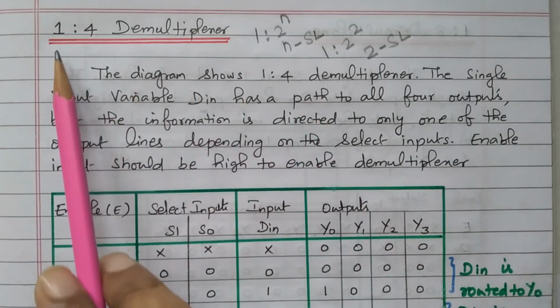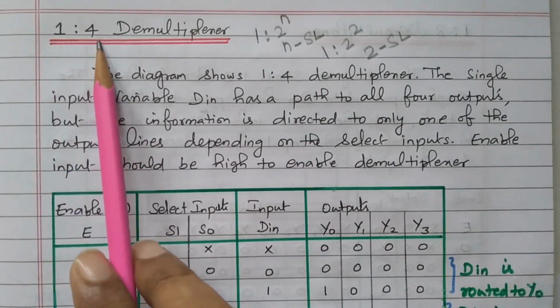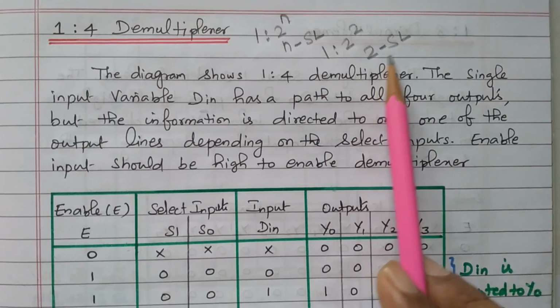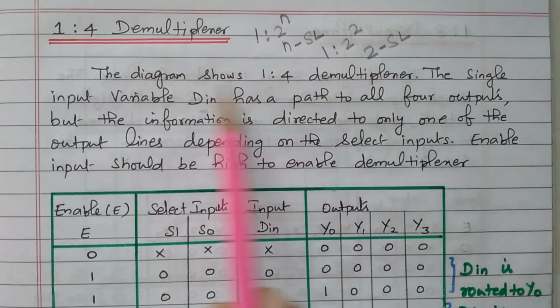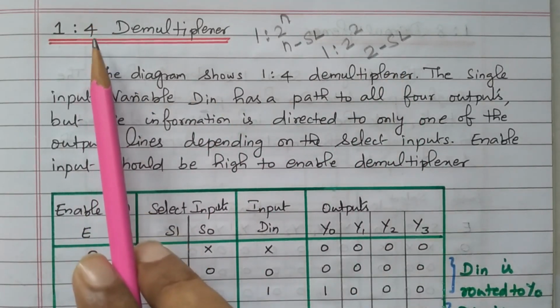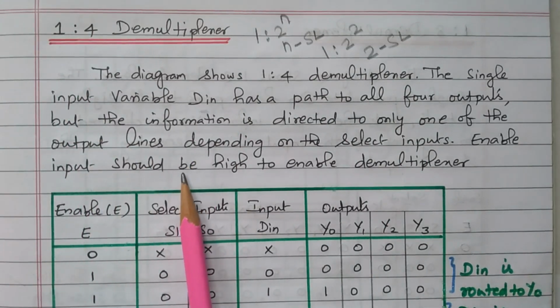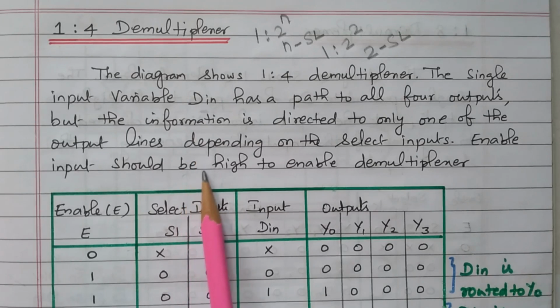So we have one input and 4 outputs. This one input is routed to the 4 outputs based on the selection lines. The selection lines decide which one will be available as the output out of 4. Then we also have the enable input. The enable input enables the demultiplexer, otherwise the demultiplexer will be deactivated when your enable input is 0. Now we'll go to the truth table.